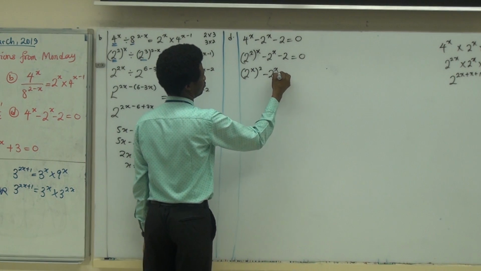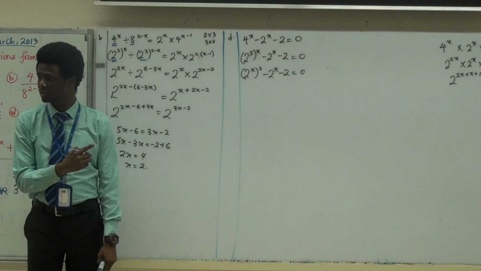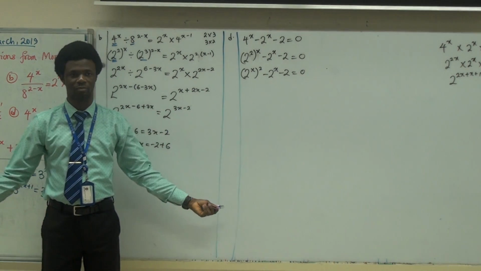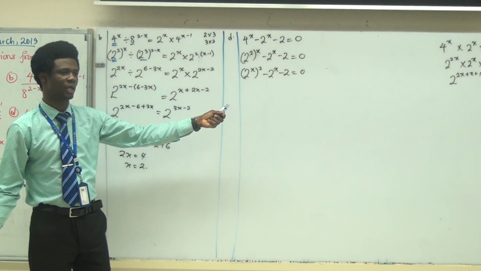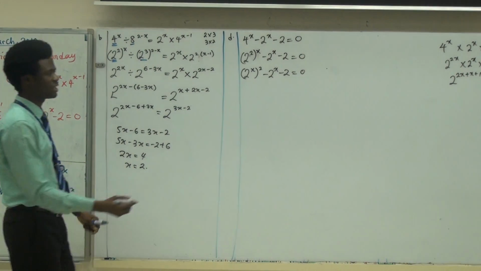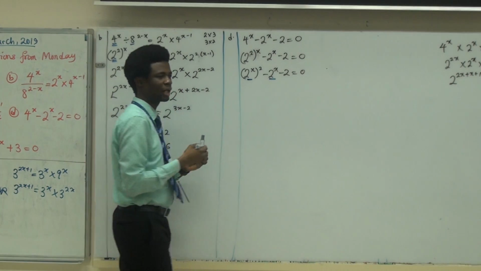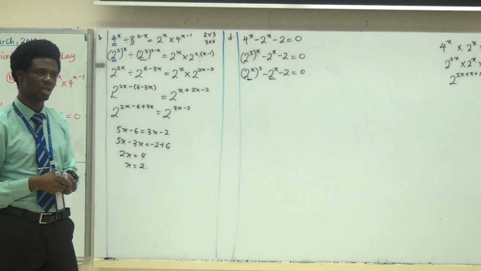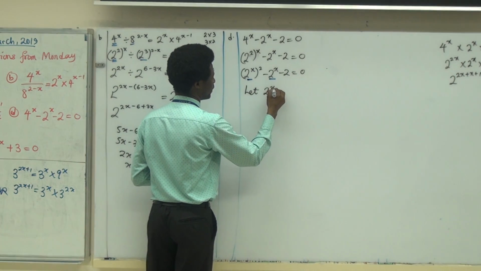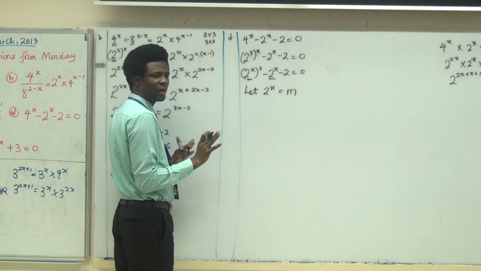So is it safe for me to say this? Yeah. Is it safe for me to write that? Yes. Is it safe for me to write that? Yes. Look at it. I change this to this. It's the same. Yeah. So this is the trick. For this type of question, you have to try to get the same thing. So if you check this place and this, they look alike. So what we are going to do is to let 2 to the power x be m. Anyway, we see 2 to the power x now, we put m.